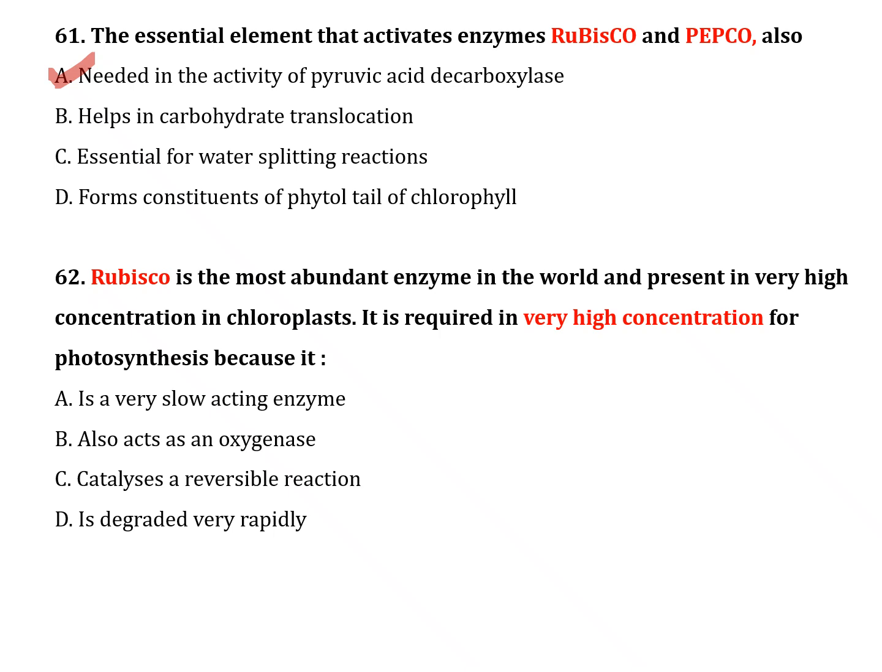The next question, number 62. Rubisco is the most abundant enzyme in the world and present in very high concentration in chloroplast. It is required in very high concentration for photosynthesis because it option A is a very slow acting enzyme, option B also acts as an oxygenase, option C catalyzes a reversible reaction, option D is degraded very rapidly. The correct answer is option A is a very slow acting enzyme.